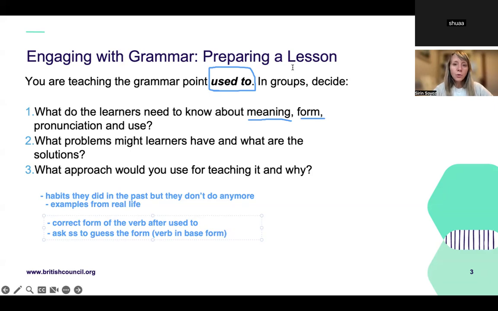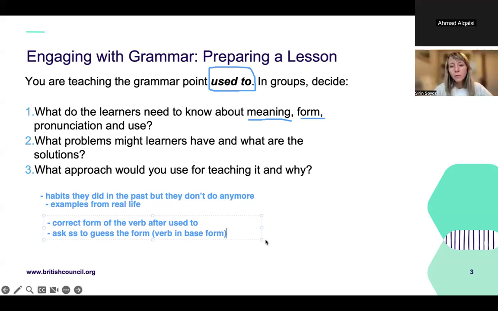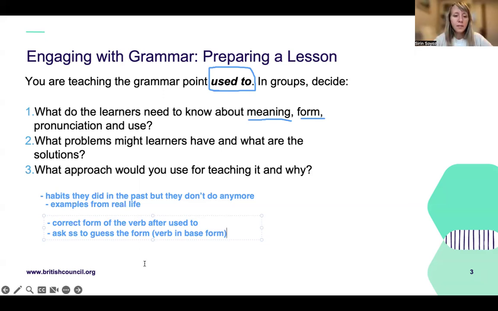Okay. What rules would you give? So, verb in base form. What other rules? I mean, would you like to tell them about the affirmative form, the negative form, the interrogative form, all forms of the used to? Okay, so because there are some differences, right? Ahmed, you want to add something?